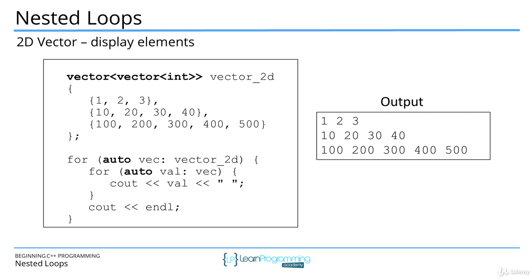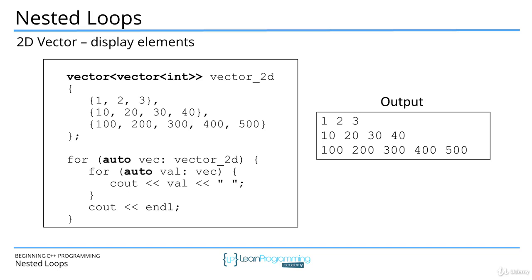The third vector has 5 integers: 100, 200, 300, 400, and 500. If we wanted to display the contents of vector 2D, we could do it easily with nested range-based for loops. And if we use the auto keyword to allow the compiler to deduce the type of each loop element, it makes it dead simple. Notice the outer loop in this case. The compiler deduces vec to be a vector of integers. And in the inner loop, it deduces val to be an integer.